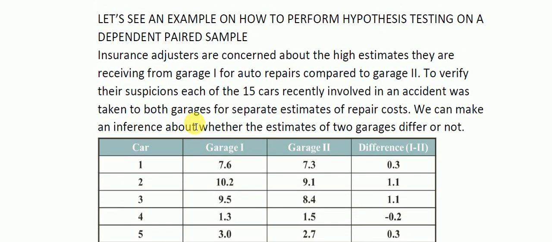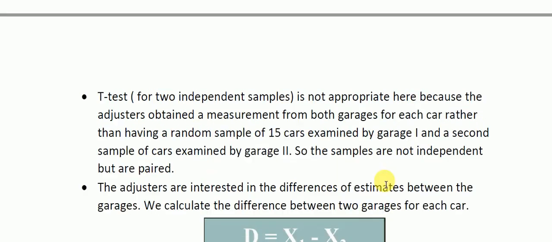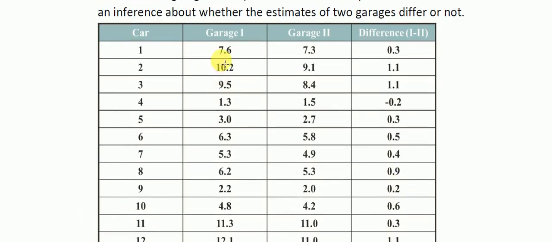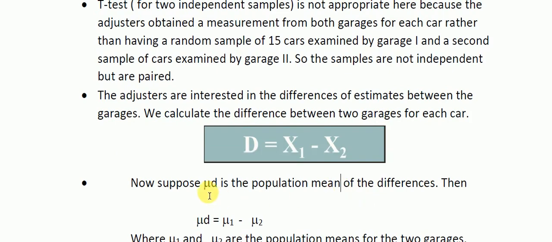Now, the insurance adjusters were interested in the difference of estimates between the garages. We calculate the difference between the two garages for each car, so it is calculated like this: d is equal to x1 minus x2. So this is the difference, this is the difference, this is the difference. We actually subtract Garage 2 from Garage 1, and then we get these values. This is how it is done.